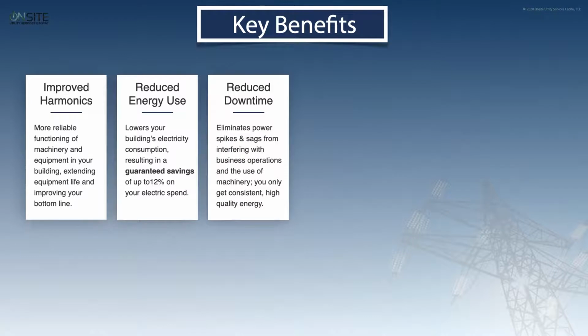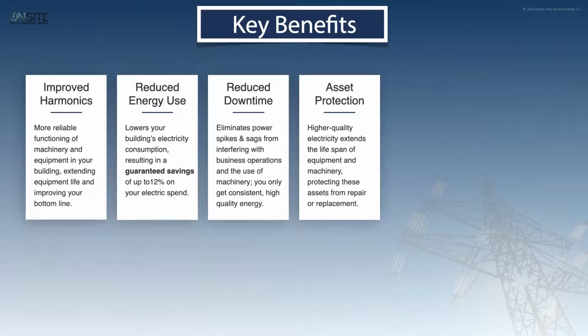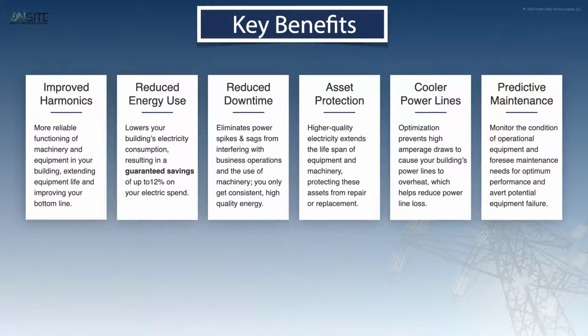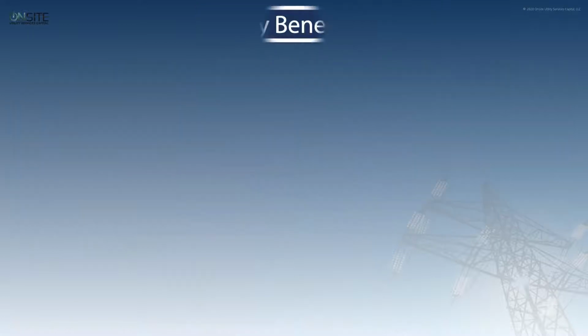It also eliminates power spikes and sags from interfering with your business operations and the use of machinery. You only get a consistent, high level of quality energy. This protects your assets from repair or replacement, extending their lifespan. The power lines throughout your building operate at a significantly cooler temperature, too, reducing power line loss. And you can monitor your energy consumption across your entire building, giving you the ability to address maintenance needs before they become an issue, helping you prevent potential equipment failure at critical usage times.